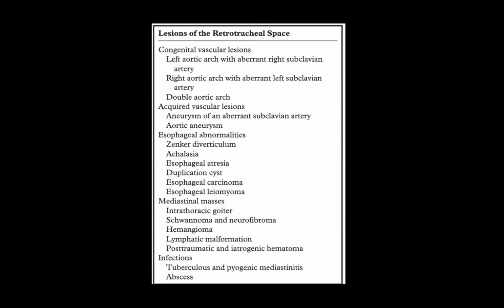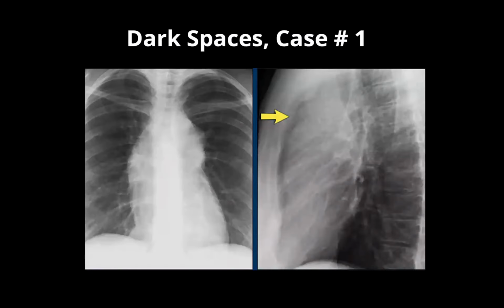Lesions in the retrotracheal space could include vascular lesions. One of them is the aberrant subclavian arteries or the double aortic arch. Anything in the esophagus, because remember, the esophagus is behind the trachea, so any mass in the esophagus, any diverticulum filled with fluid in the esophagus would have that opacity projecting on that Raider's space. Any mediastinal masses, and of course any abscesses, depending upon the scenario.